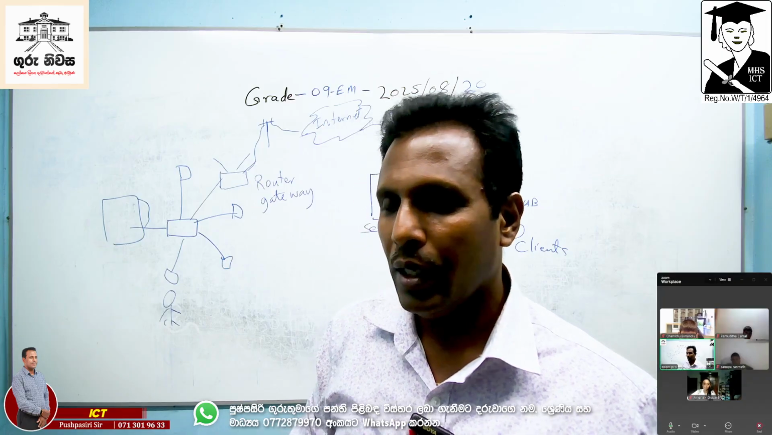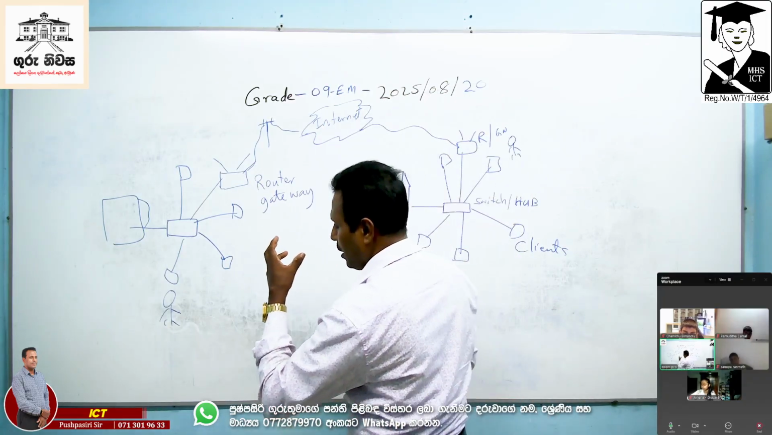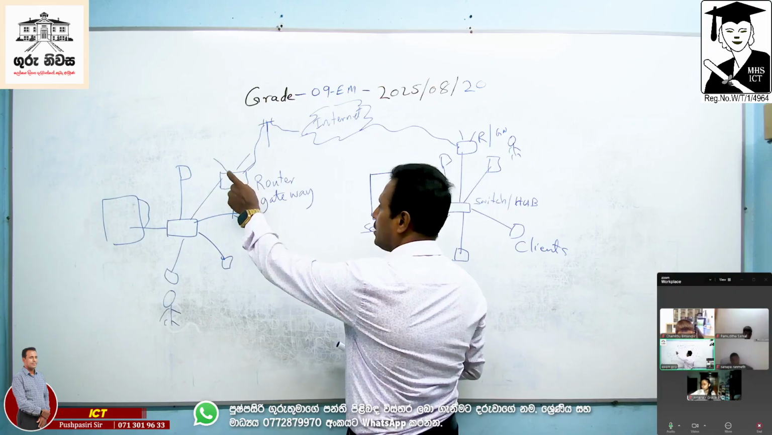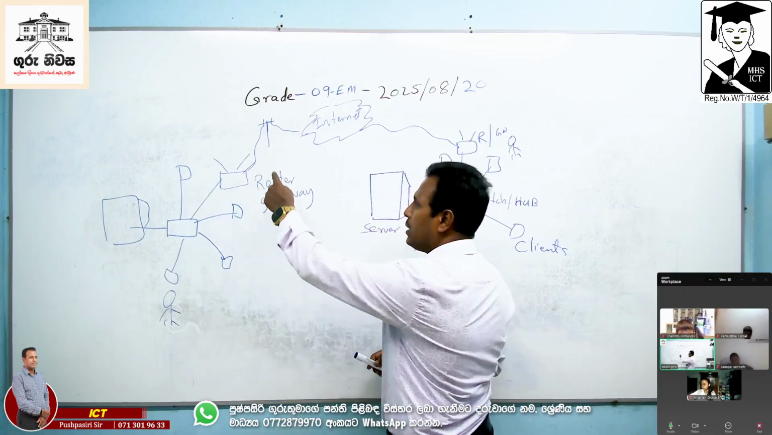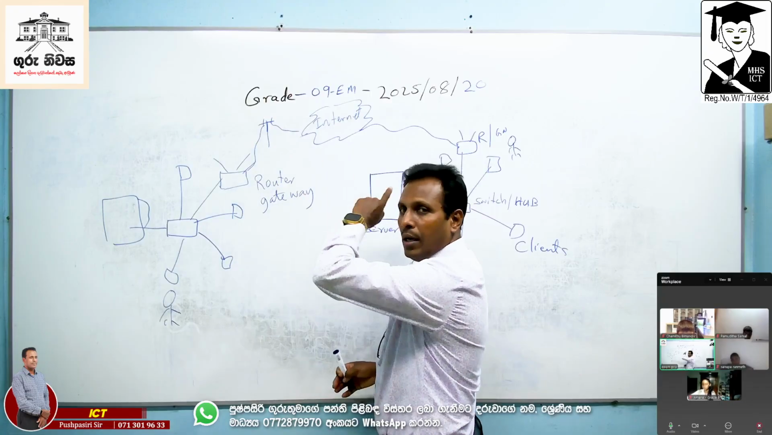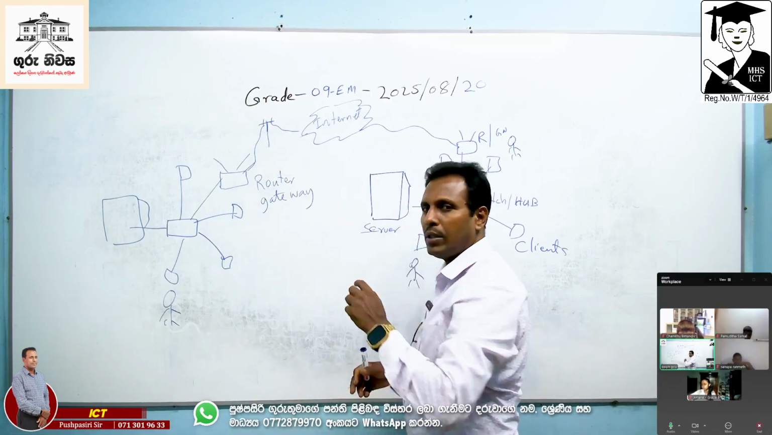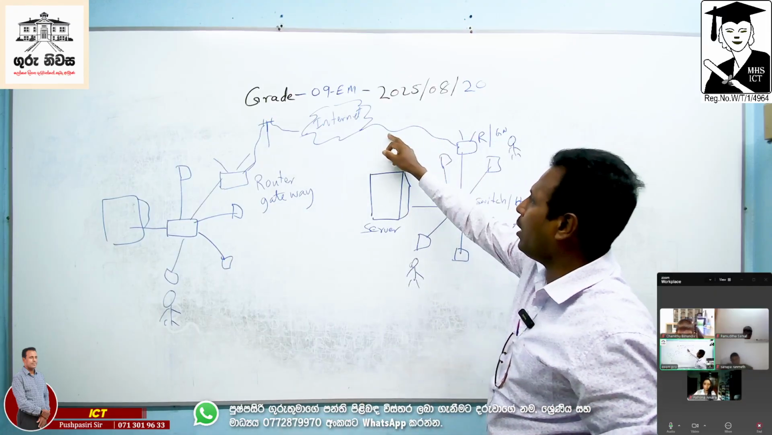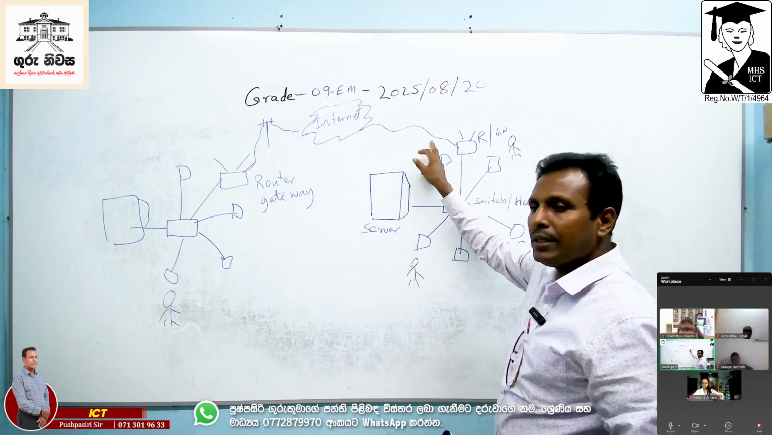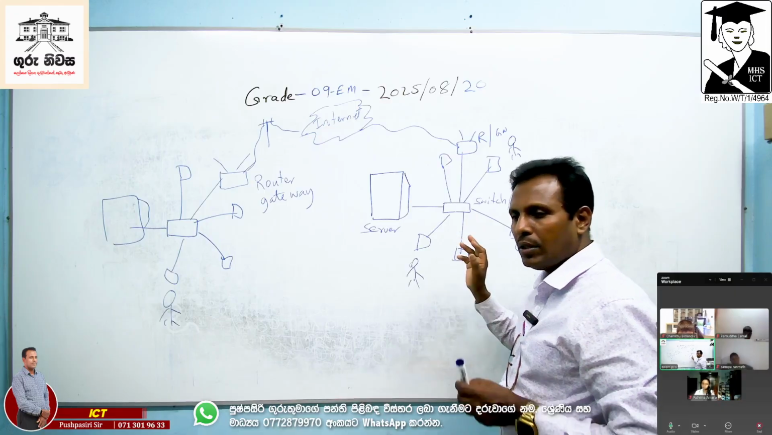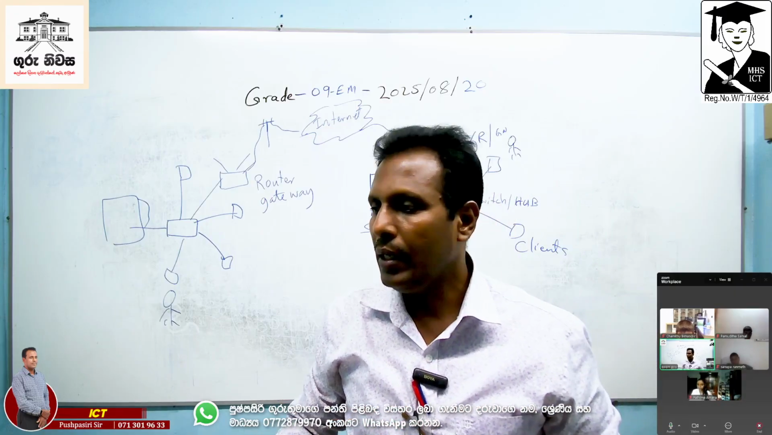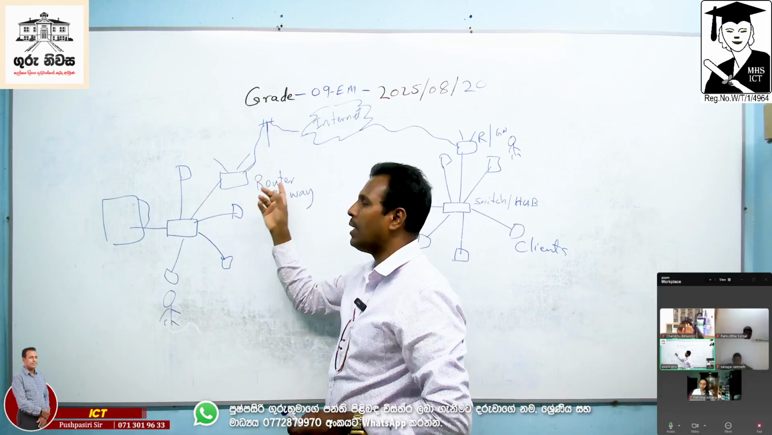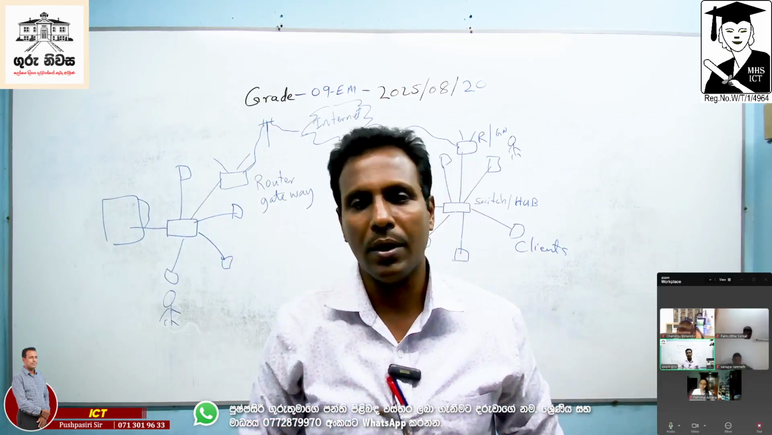So what happens is that the digital is converted into analog and sent through the telephone wire, right? That is what the modem does. Again it goes to the other end, and that analog signal is converted to digital and sent to the computer. So that is what the modem does, right? Now in this case the router does the same thing.